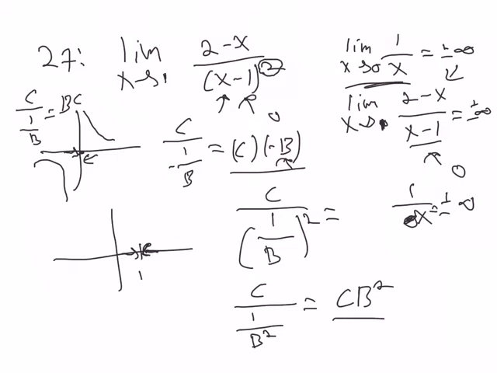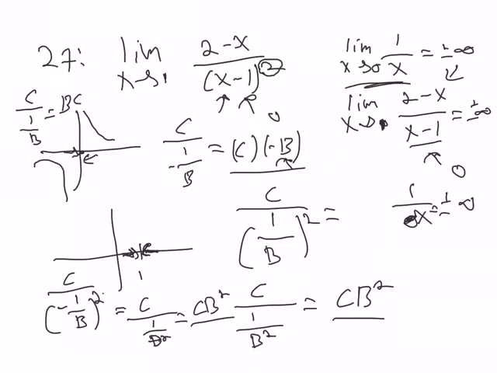But the same thing is happening as you approach from the left. You're going to get a constant over a really small negative number, but you're going to square that number. The square is going to go on the negative, and that will become positive, and you're going to get 1 over a billion squared, and then that's going to equal c times b squared, which is again a really big number.